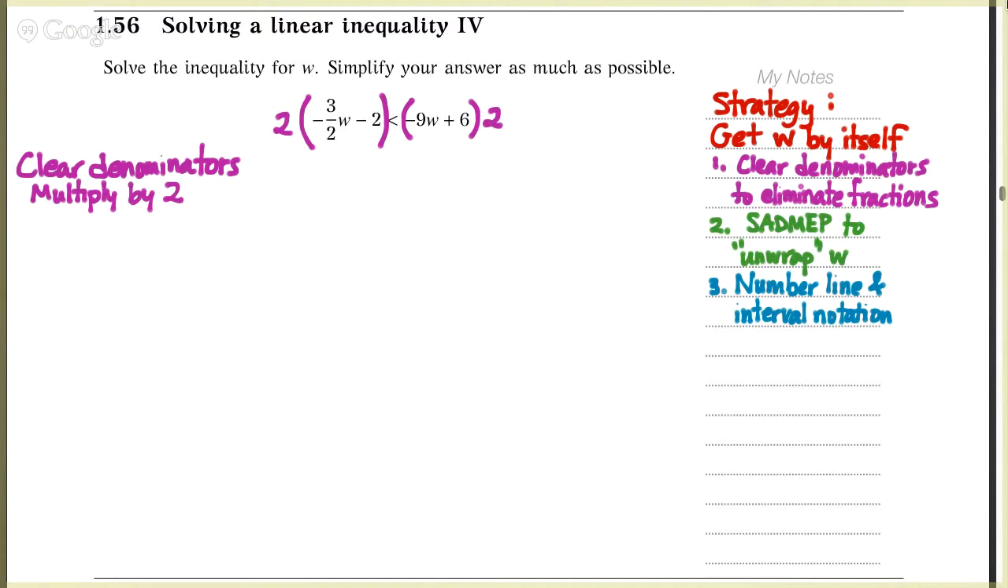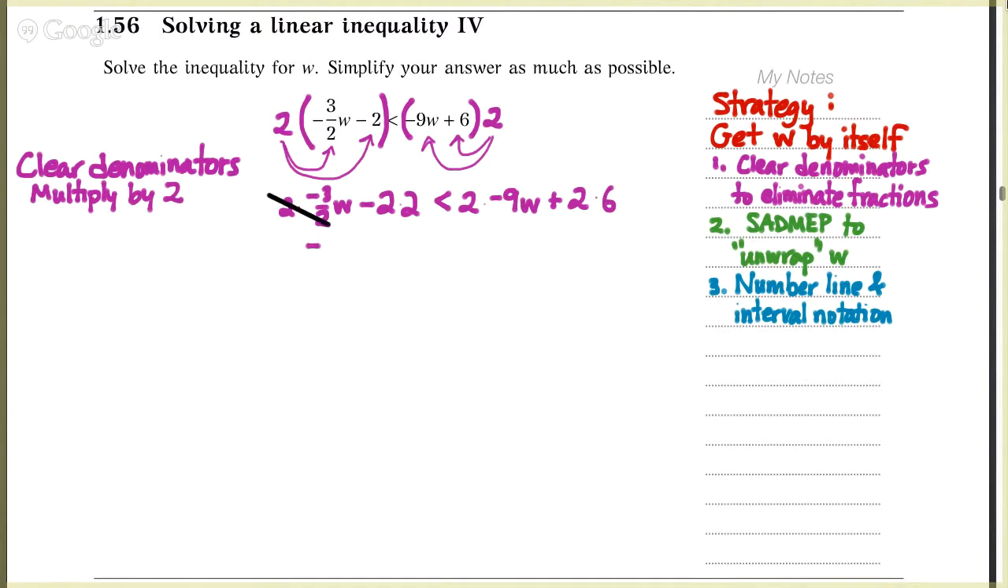If I multiply everything by 2, distributing the multiplication over the addition and subtraction, then what's going to happen is that -3/2 times 2 is going to become -3 in the beginning, and that was the only fraction that we had. And after our denominators have been cleared, again distributing that multiplication, we get the new inequality, -3W minus 4 is less than -18W plus 12. So our clearing denominator step is all finished. Now we just need to get that W by itself. And getting W by itself requires a two-step process.